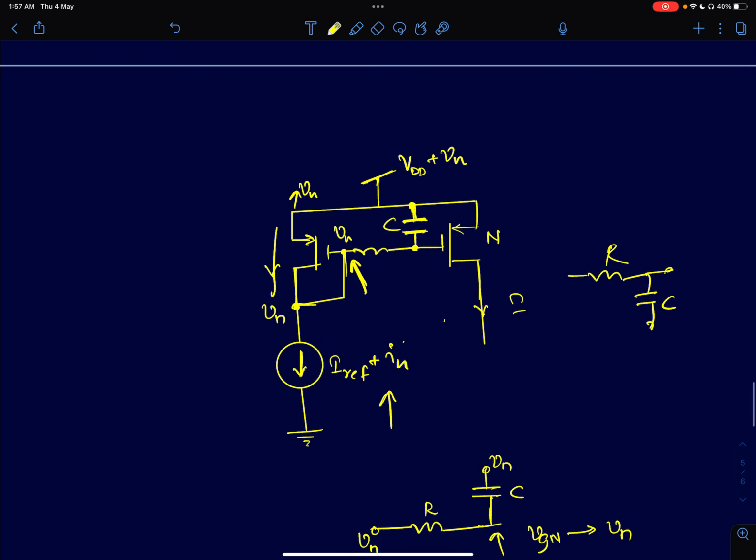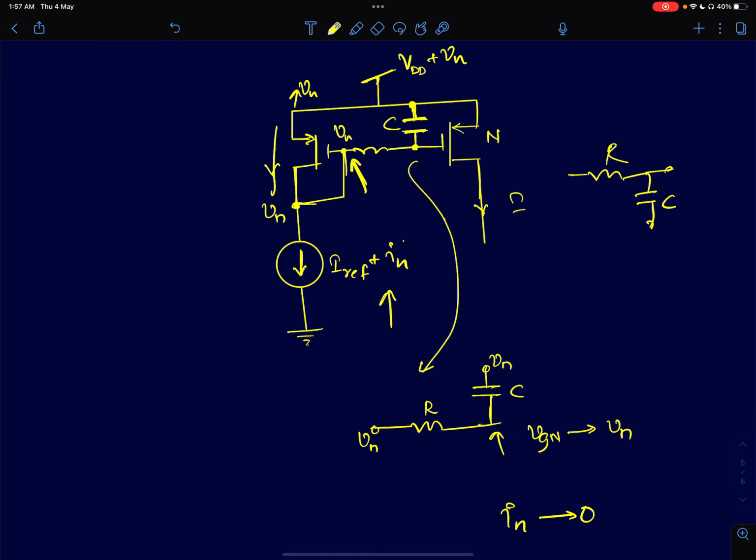Now you have a situation that looks like this. The RC filter, the input of the RC is at Vn. Previously this was at ground. This node, because it was ground referred, was at ground, but now instead of ground, since it is connected to the supply, this node will also be at Vn.